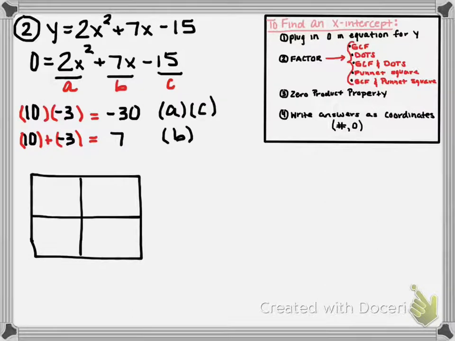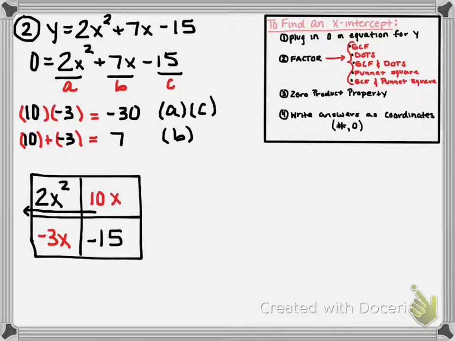Inside of our Punnett square, the first box gets our first term, so that was 2x squared. And our last box gets our last term, which is a negative 15. And then inside of those middle 2 boxes goes our magic numbers. Doesn't matter which way we write them. I'm going to put a 10x up here and a negative 3x down here. But again, doesn't matter.